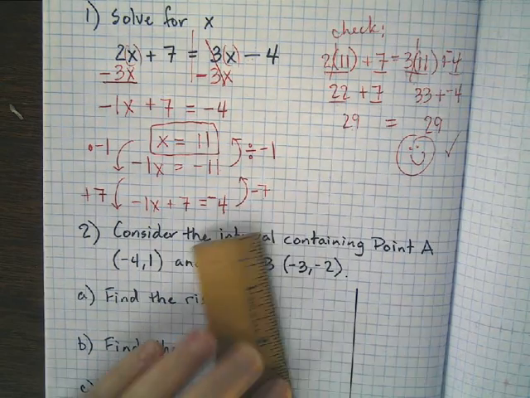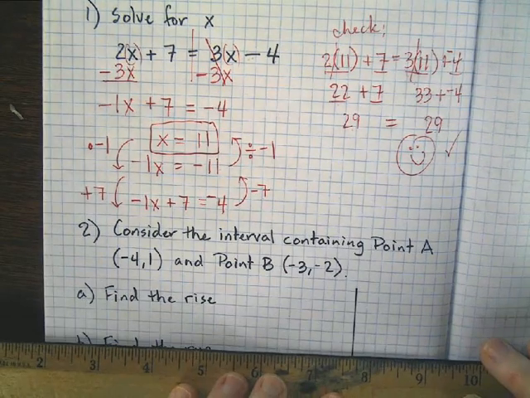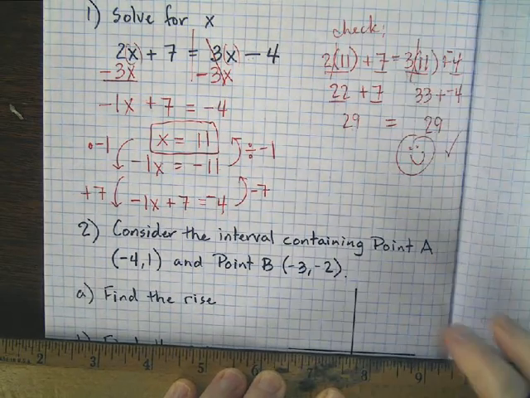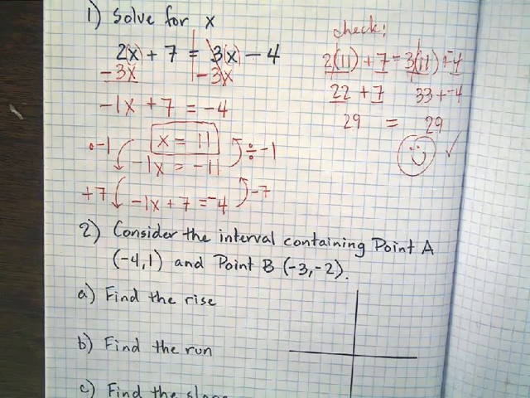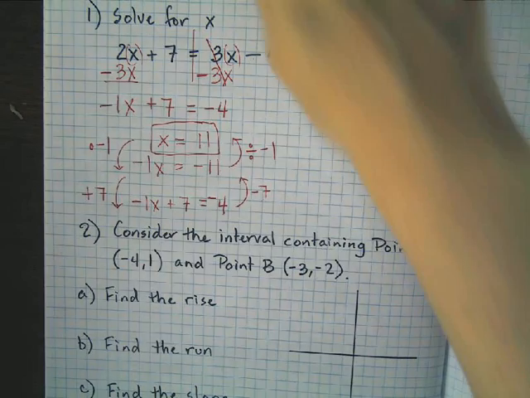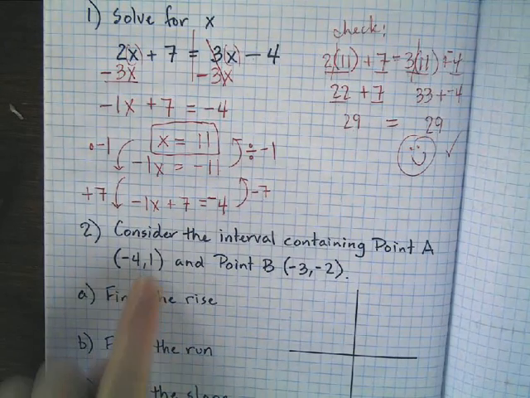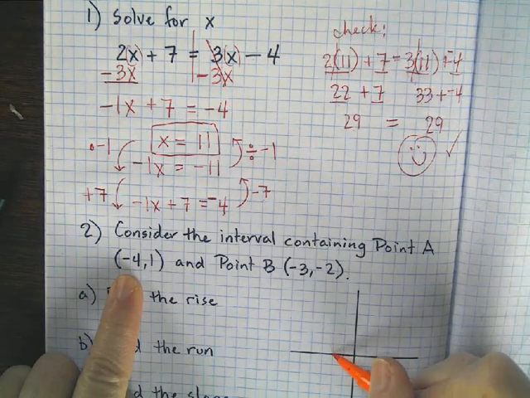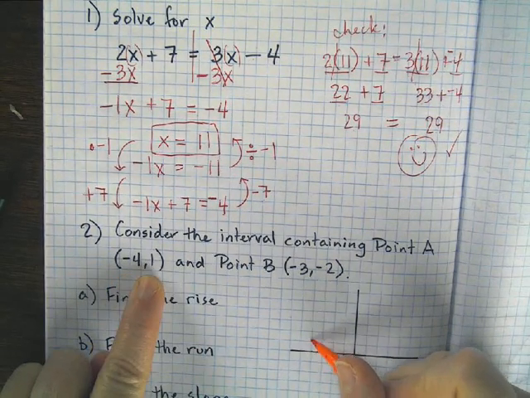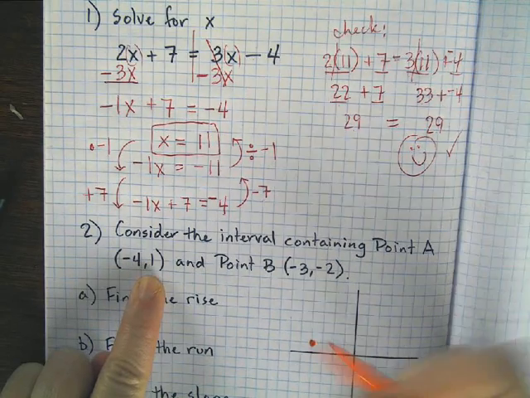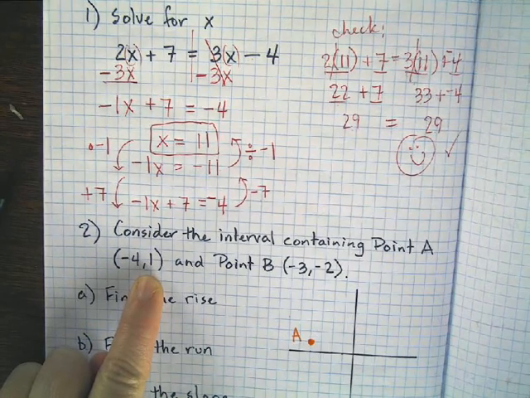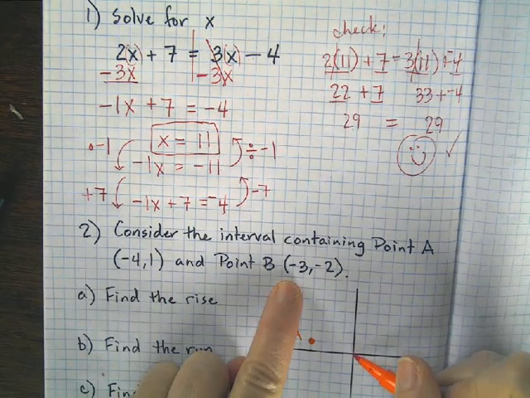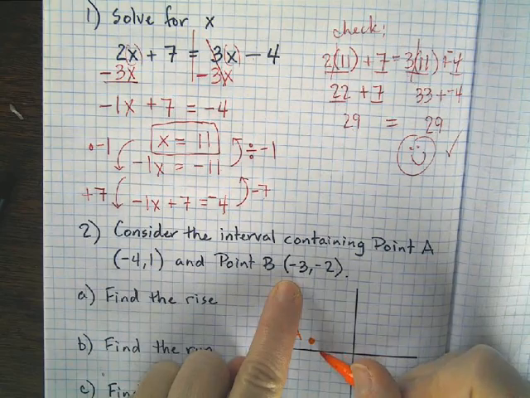So I'm going to set up my x-axis and my y-axis, and I'm going to plot my points. So -4, 1. -4, that's to the left. 1, 2, 3, 4, and then up 1. That's point A. Point B, -3, -2. So 3 to the left, and then 2 down.